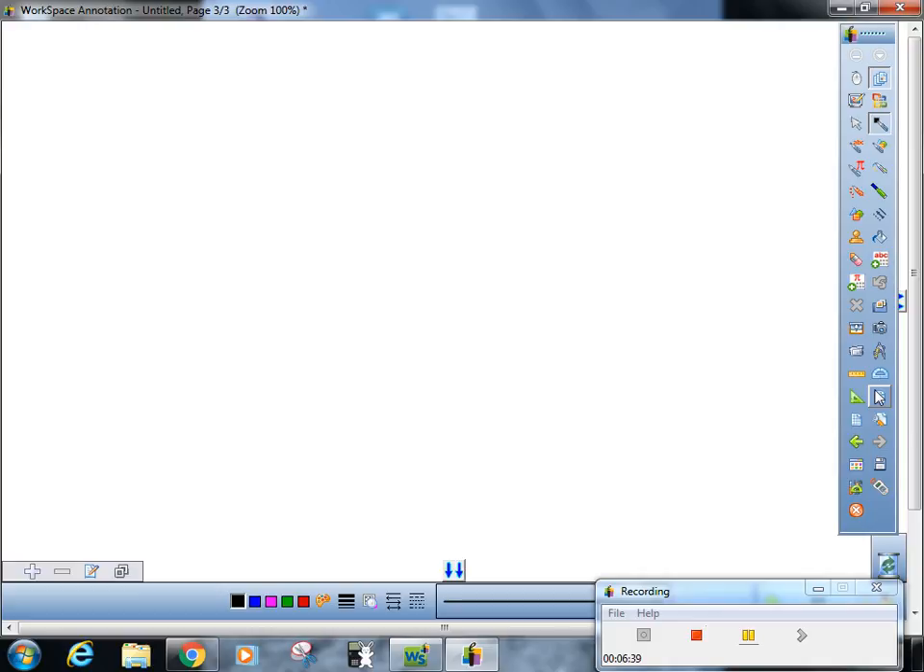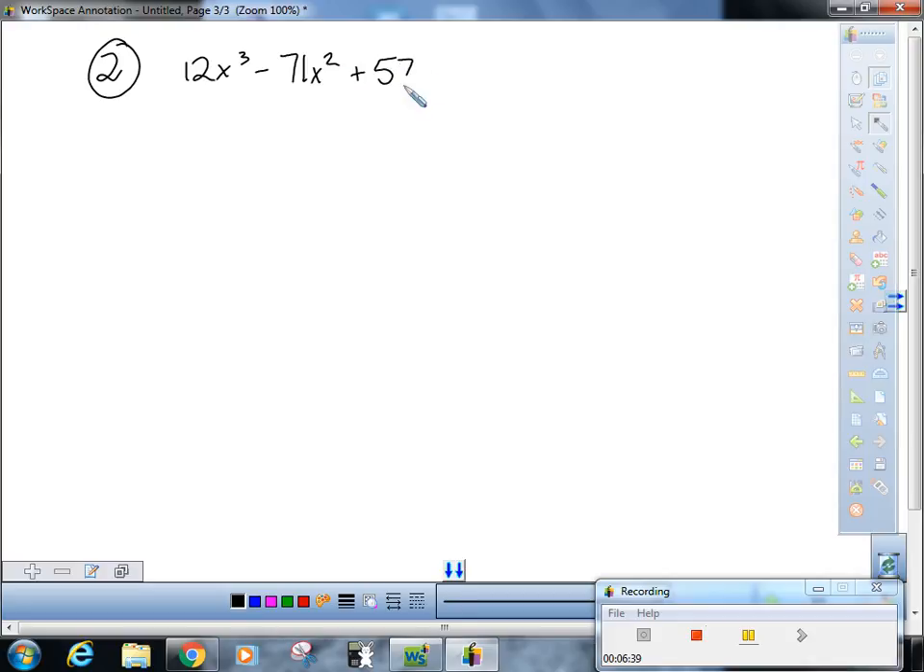It says 12x cubed minus 71x squared plus 57x minus 10 divided by x minus 5. Okay? It goes 3, 2, 1, 0. We have nothing to fill in with zeros. We have everything there we need.